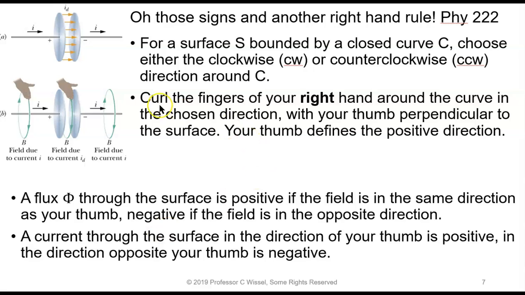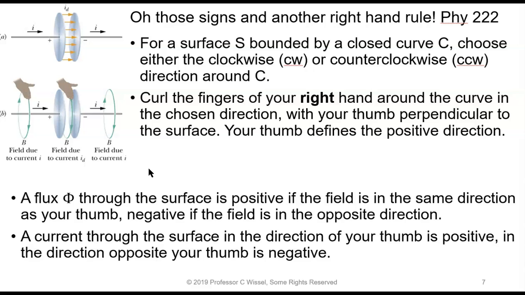So for a surface S bounded by a closed curve C, we choose either the clockwise or the counterclockwise direction around C. You curl the fingers of your right hand around the curve in the chosen direction, with your thumb perpendicular to the surface. Your thumb then defines the positive direction. A flux Φ through the surface is positive if the field is in the same direction as your thumb, and negative if the field is in the opposite direction.